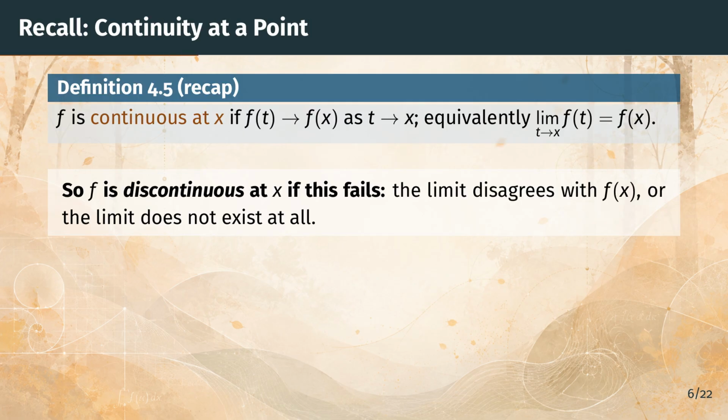Let's recall what continuity at a point means. A function is continuous at x if, as t approaches x, the values of f of t approach f of x. In limit notation, the limit of f of t as t goes to x equals f of x. So a function is discontinuous at x precisely when this breaks down. Either the limit exists but does not equal the function value, or the limit fails to exist in the first place. To tell these cases apart cleanly, we need to look at the function from each side separately.